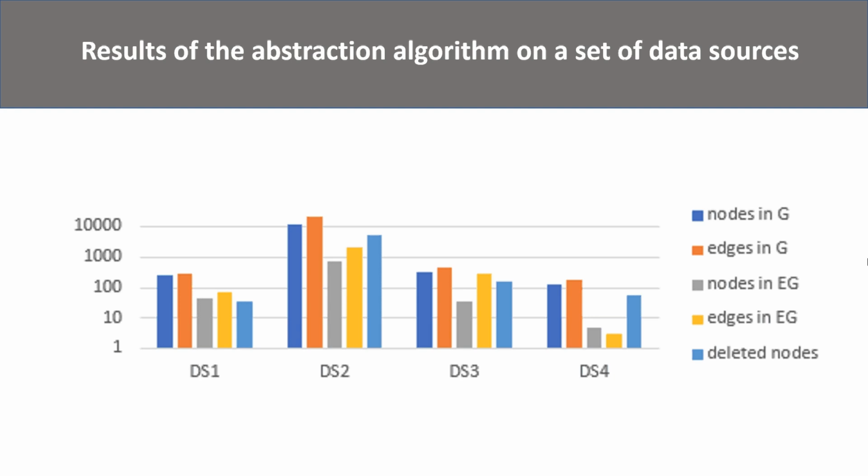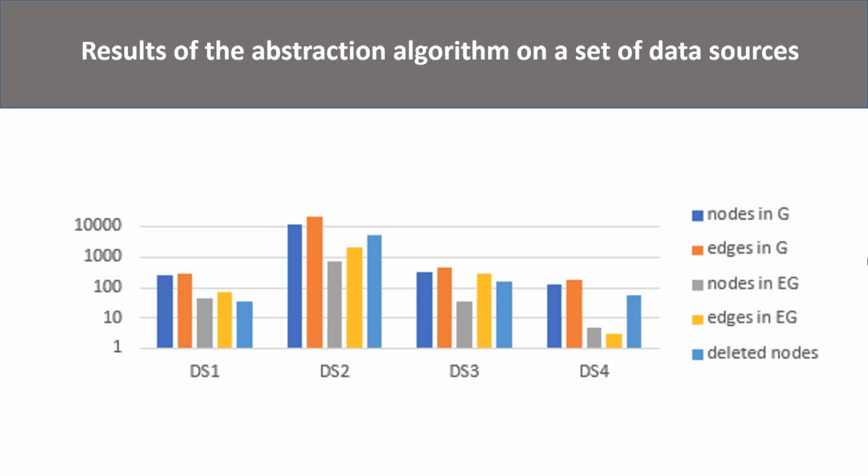The algorithm successfully reduces the size of the ConnectionLens graph. In the picture, G is the initial graph and EG is the abstract entity graph. We can see in the figure that the size of the graph is divided by almost 10 most of the time. However, we also notice that some information is lost in the process, the deleted nodes in the picture.